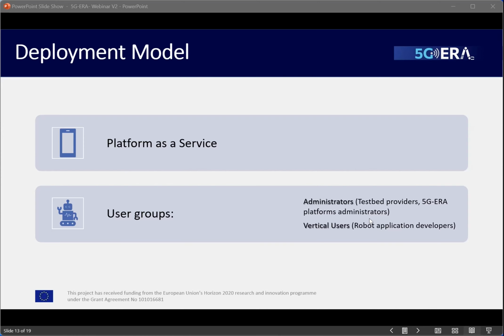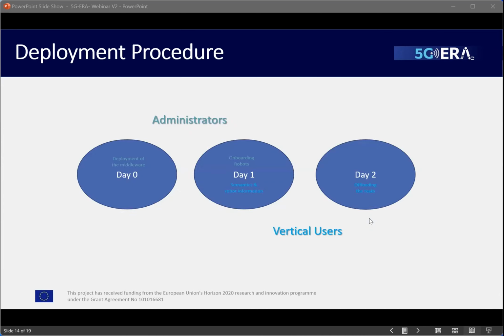The second group of users we are focusing on is the vertical users, the robot application developers. We are helping both of them to deliver the best service possible. The deployment procedure is divided into day 0, day 1, and day 2. You can see that we have complete isolation between the administrators and vertical users.